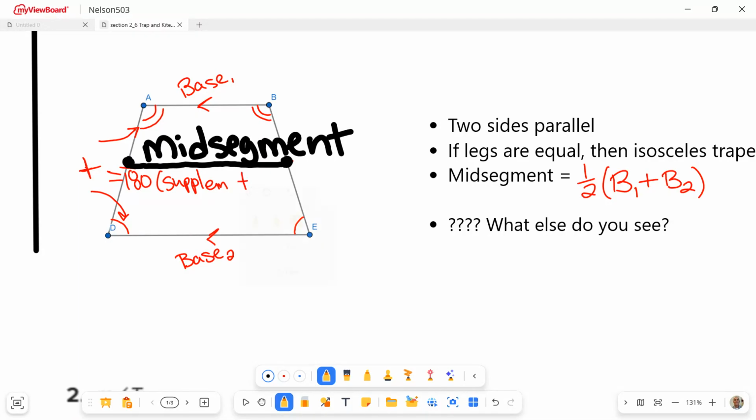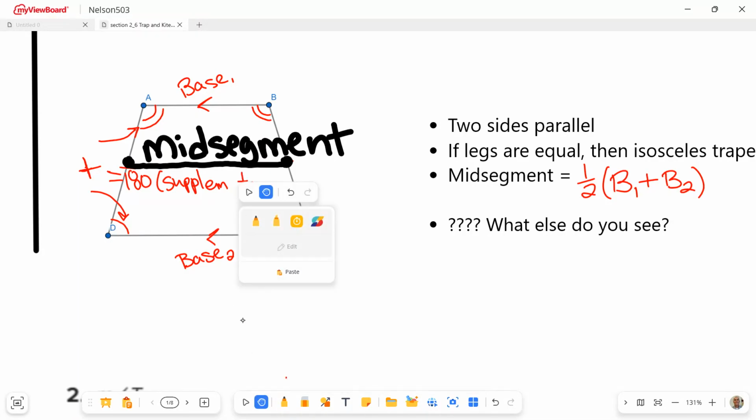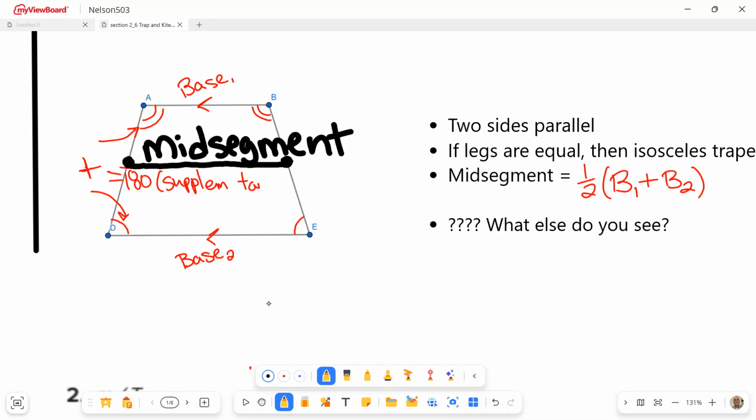Is that clear? So, man, this thing acts so funny. Let's see, supplementary. There we go. So I think that's all I need to say about trapezoids.